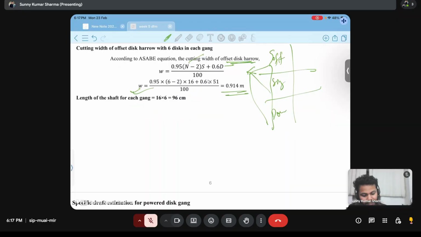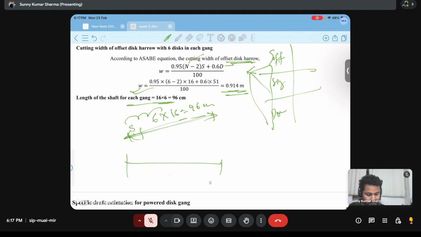Length of shaft will be calculated not from width but from spacing. Like spacing, we have something S. So spacing into number of discs, which is 6. So 6 into spacing will be 96 centimeters. So this is the length of shaft, and the width of cut will be this. This is the width of cut, and this is the length.